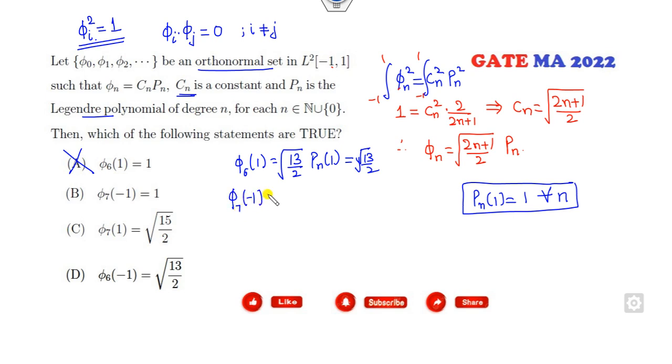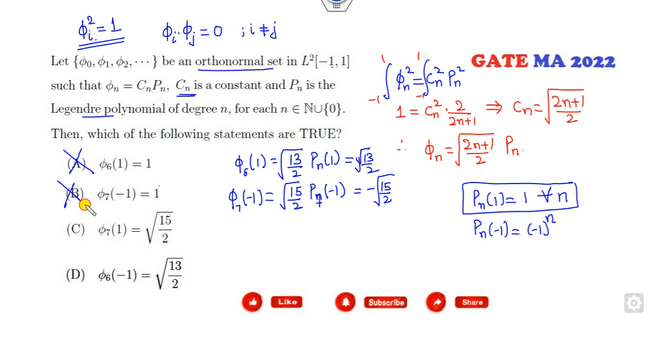Phi of 7 at minus 1. What is phi of 7? Twice 7 is 14, plus 1 is 15, root of 15 by 2. P of n at minus 1, as I told you earlier, is minus 1 raised to power n. What is n? n is 7. So 7 gives minus 1. So it's minus root 15 over 2.